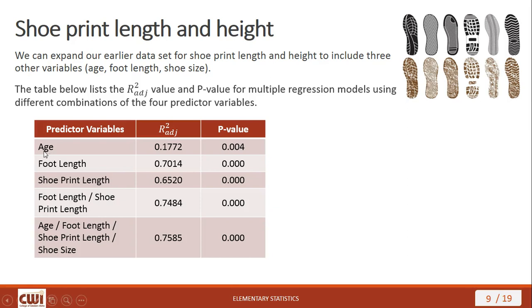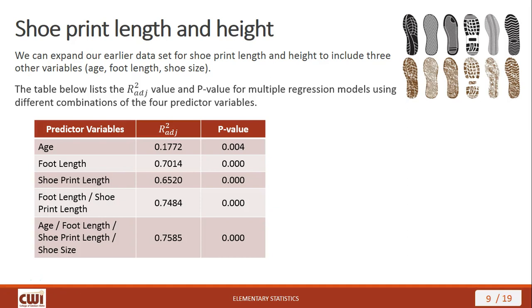The first model uses only the age to make a prediction of the height. The second model uses only foot length to make a prediction of the height. The third model uses only shoe print length to make a prediction of the height. The fourth model uses foot length and shoe print length to make a prediction of the height. And the last model uses age, foot length, shoe print length, and shoe size to make our prediction for the model.